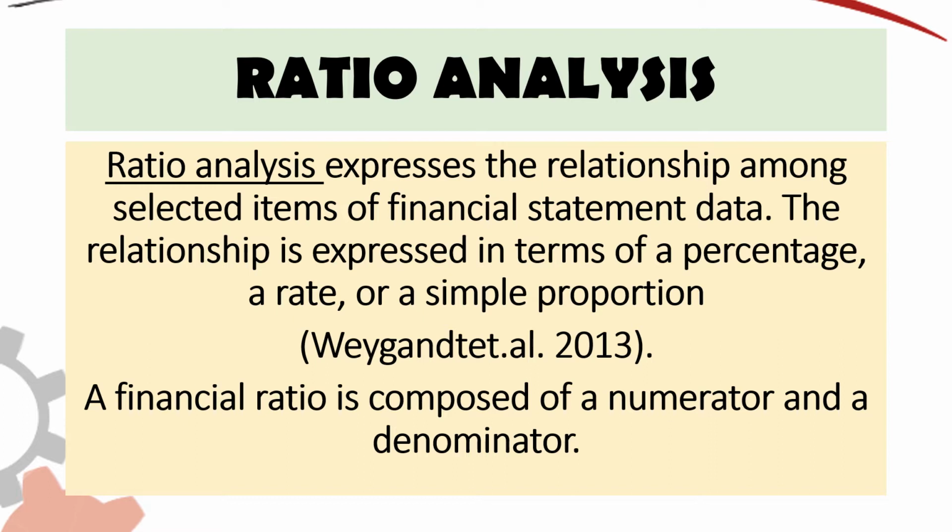For example, a ratio that divides sales by assets will find the peso amount of sales generated by every peso of the asset invested. This is an important ratio because it tells us the efficiency of invested assets to create revenue. This ratio is called asset turnover.